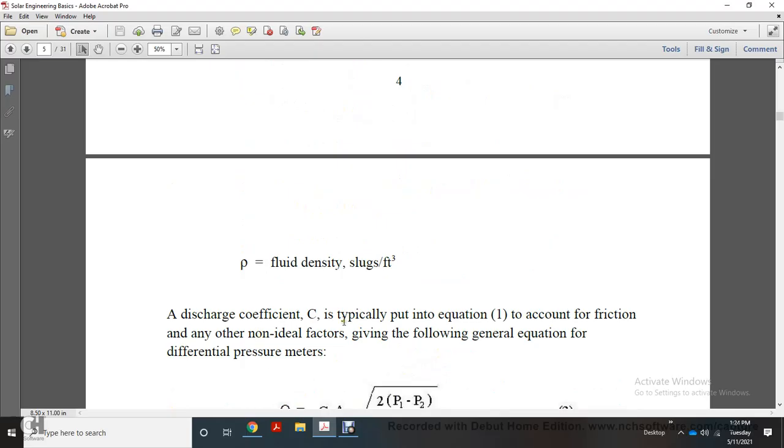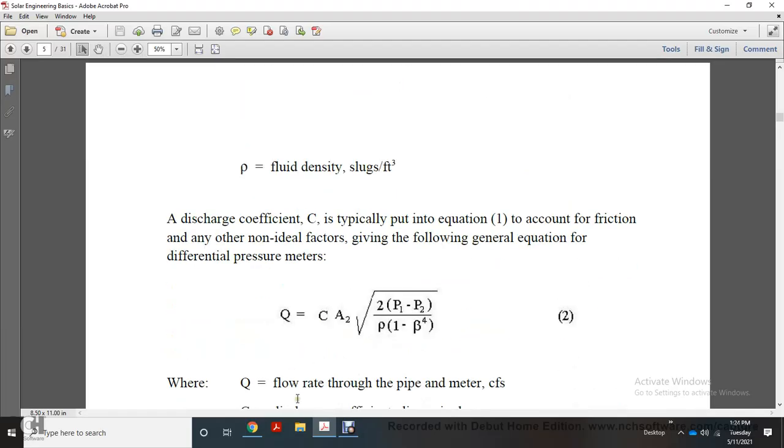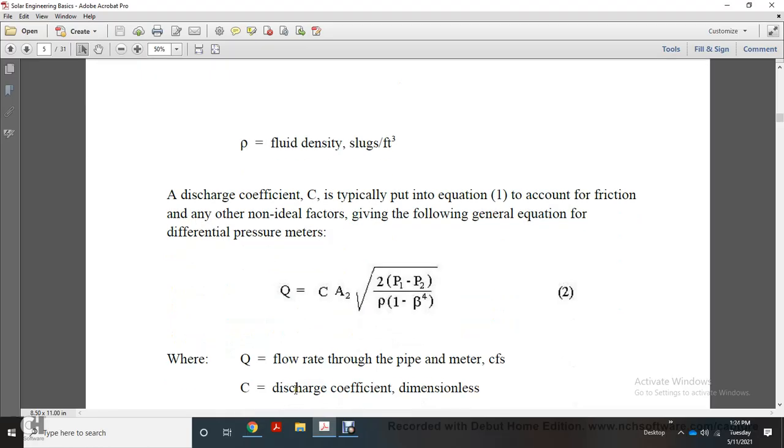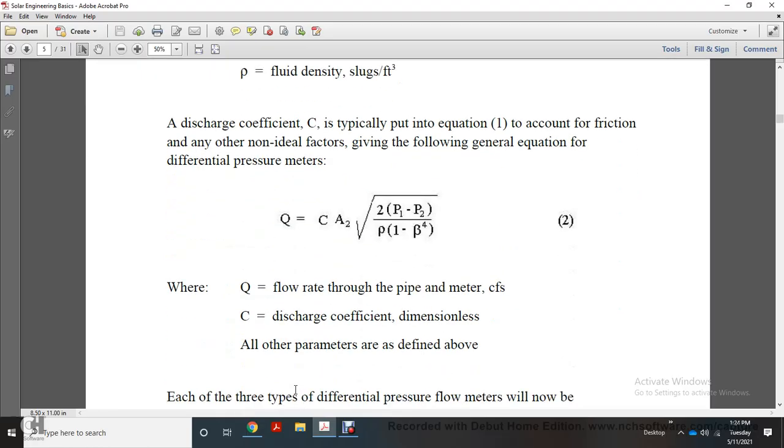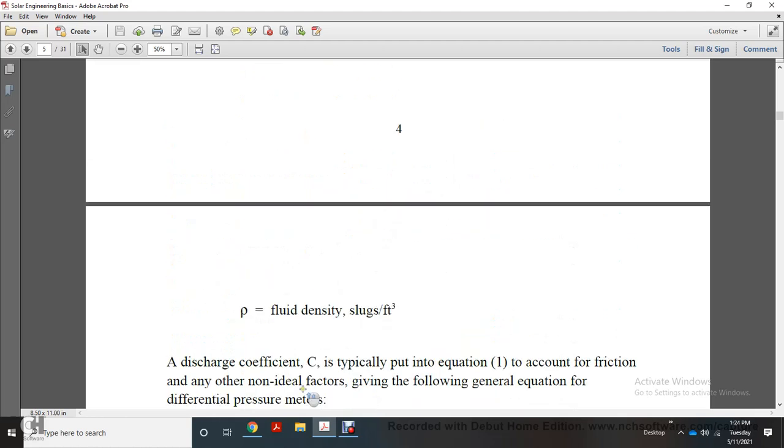A discharge coefficient is typically put in the equation to account for friction and any other non-ideal factors, giving the following general equation for differential pressure meters. Q is the flow rate through the meter in cubic feet per second. C is the discharge coefficient, which is dimensionless. All other parameters are defined above.